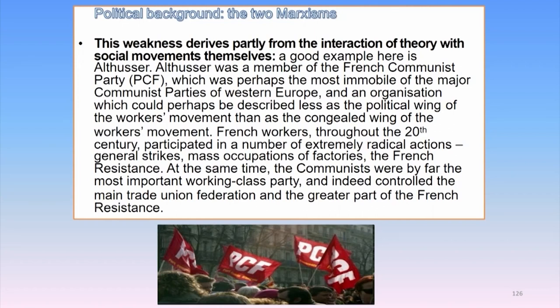Such weakness derives partly from the interaction of theory with social movements themselves. A good example here is Althusser. Althusser was a member of the Communist Party of France, which was perhaps the most immobile of the major communist parties of Western Europe, an organization which could be described less as the political wing of the workers' movement than as the congealed wing of the workers' movement. French workers throughout the 20th century participated in extremely radical actions: general strikes, mass occupations of factories, the French resistance and so on. At the same time, the communists were by far the most important working class party and controlled the main trade union federation and the greater part of the French resistance.